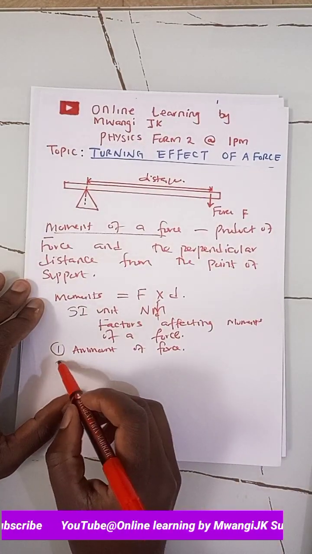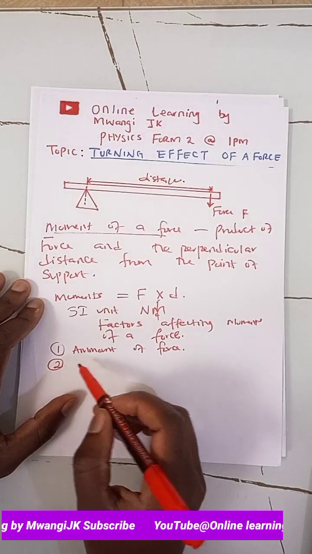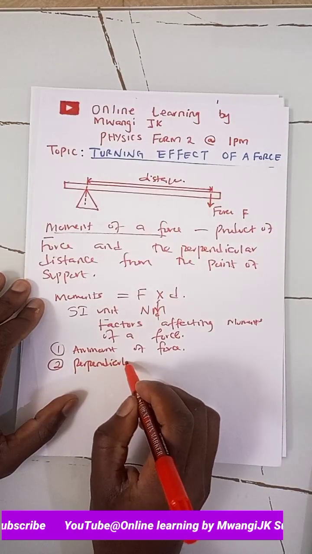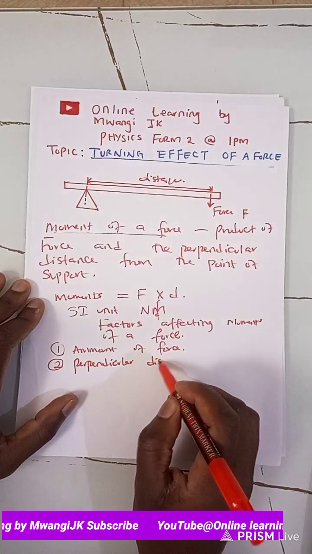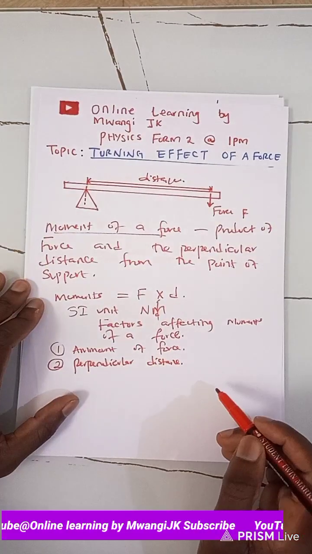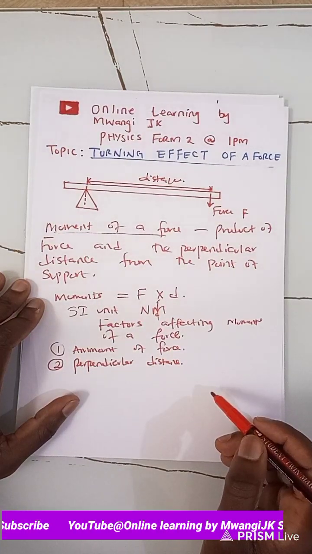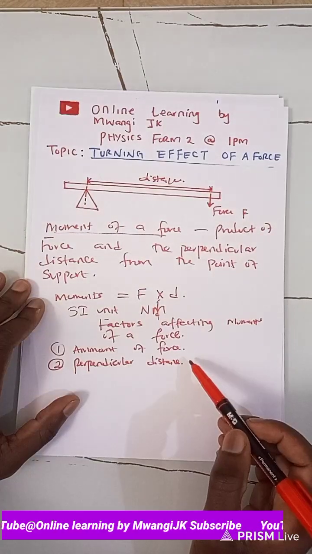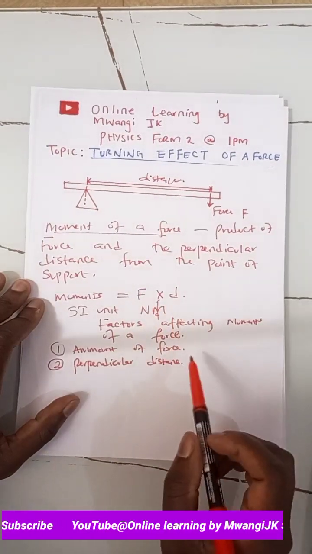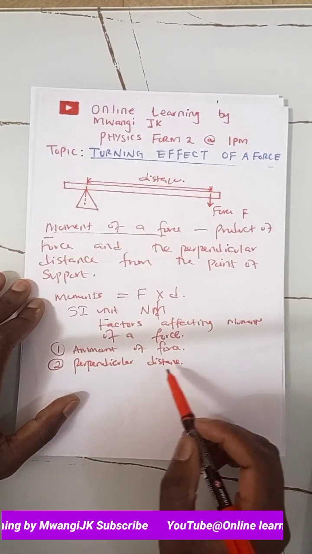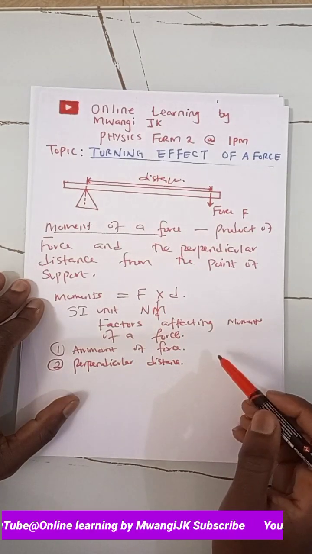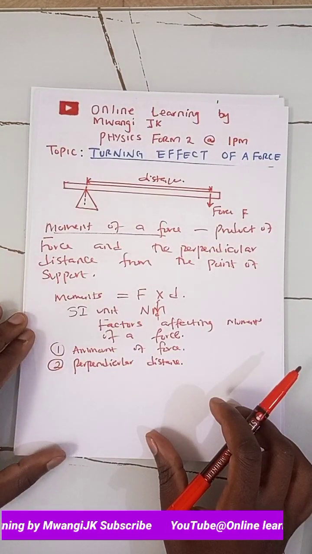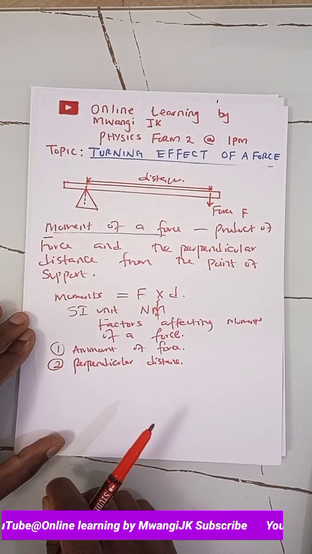The other factor is the perpendicular distance. The moment would increase with the perpendicular distance increasing. So in short, moment is directly proportional to the force and also to the perpendicular distance from the point of support.